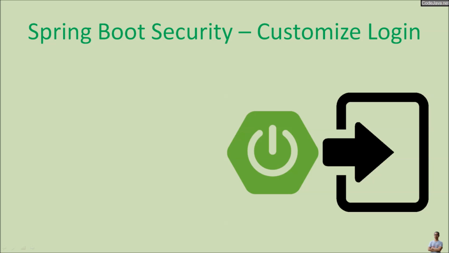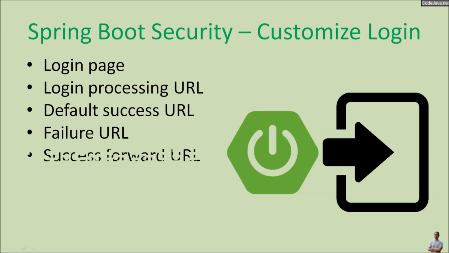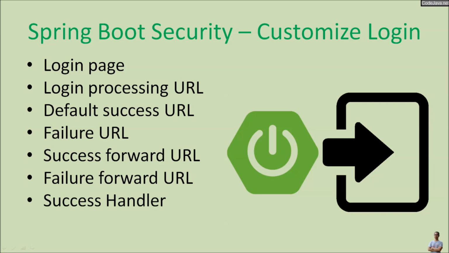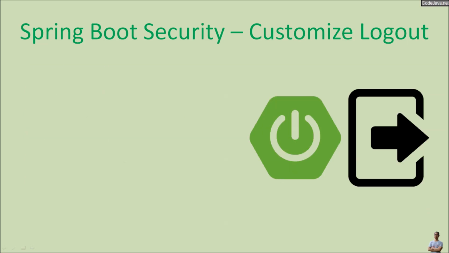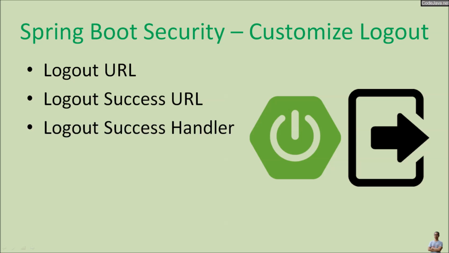Spring Security APIs is highly flexible. It allows programmers to customize various details of the login process, including login page, login processing URL, default success URL, failure URL, success forward URL, failure forward URL, success handler, and failure handler. And for logout, you can also customize the logout URL, logout success URL, logout success handler, and logout link.